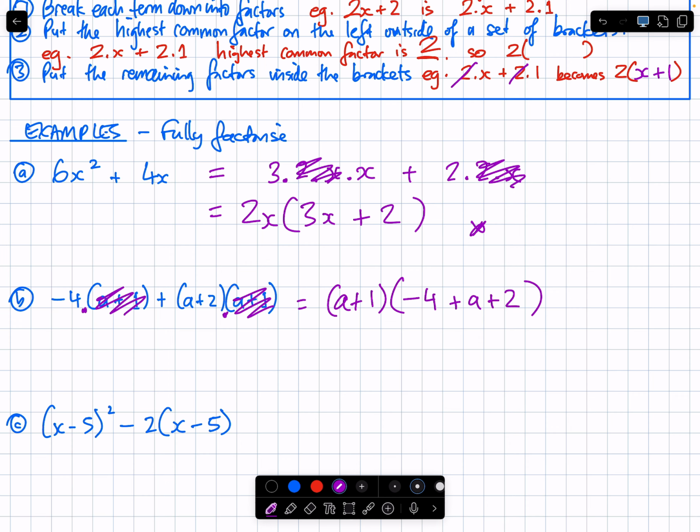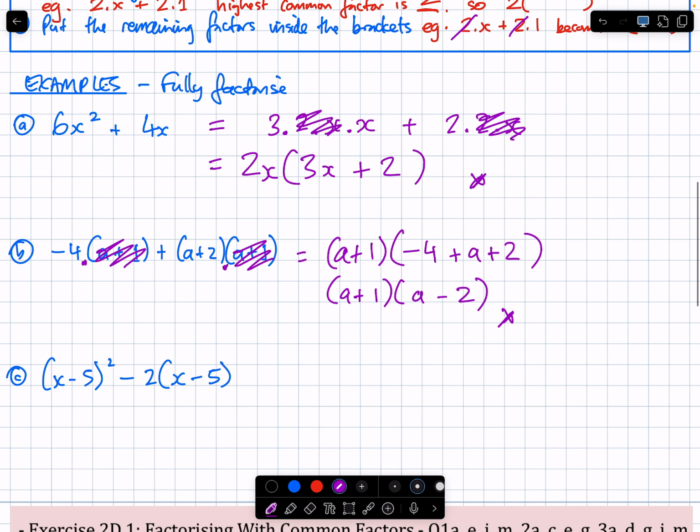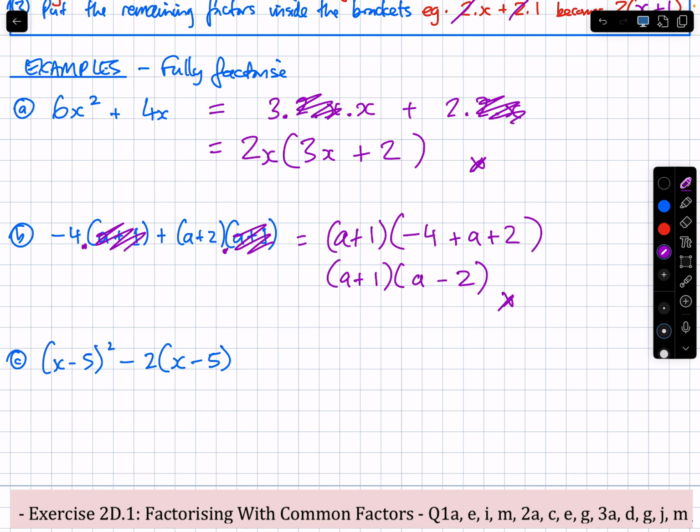You get most of your marks for this, but you're not done yet because I've got -4 and a +2. I can bring those together. If I'm at -4 and I add 2, -2, well done. So it's going to cancel down to A plus 1 and A -2. Get that example down, please. One more. I'm trying to make the examples harder than the ones that you'll experience on the practice.